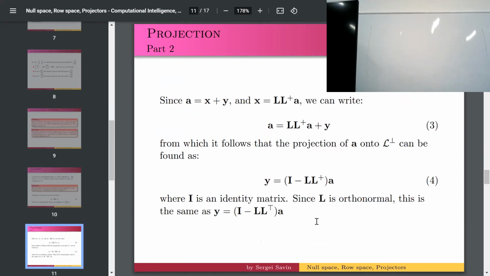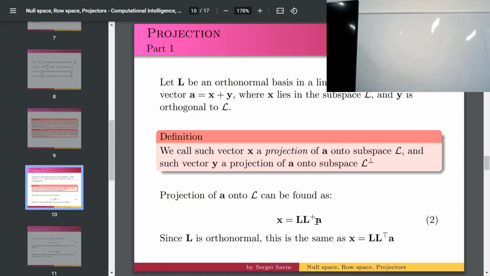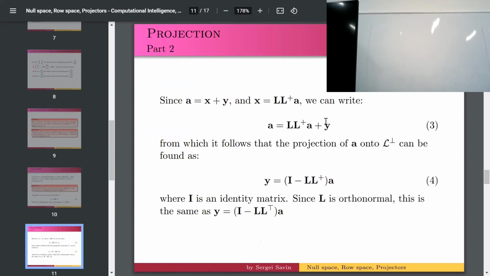All right. And what we managed to do is to say, okay, let's say we have vector A, its projection onto subspace L is given as expression 2. So its projection onto the subspace orthogonal to L would be given by expression number 4. Why? Expression number 3 showed us how. So we basically obtained 2 projectors. Those were the results from the last lecture.